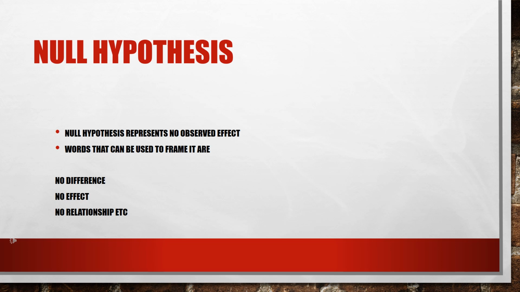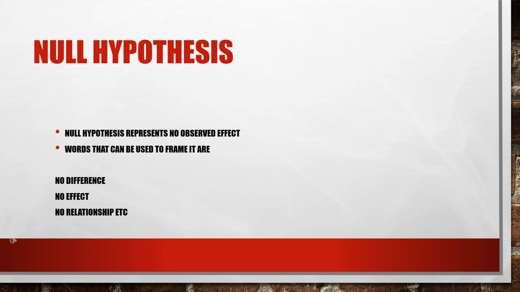There are different types of hypothesis. There are mainly two types. First is the null hypothesis and the other is the alternate or the experimental hypothesis. Now, the null hypothesis is the hypothesis of no observed effect or difference. In simple words, the null hypothesis is the claim that no relationship exists between the two sets of data or variables being analyzed. Basically, it says that there is no difference between the two sets of data or there is no effect of the observed intervention. The words that can be used to frame it are like no difference, no effect, no relationship, these kinds of words.